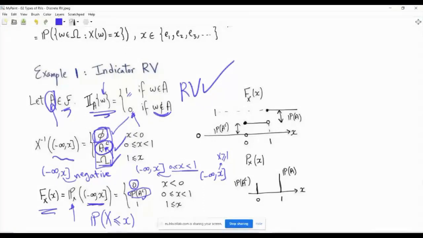And now the last thing, what if x is 1 or more? Again, the question is, what is the probability measure of the pre-image? The pre-image is big omega. Big omega is assigned the probability 1, so this probability is 1. So here is the CDF. It's drawn here, but let me draw it in slow motion.